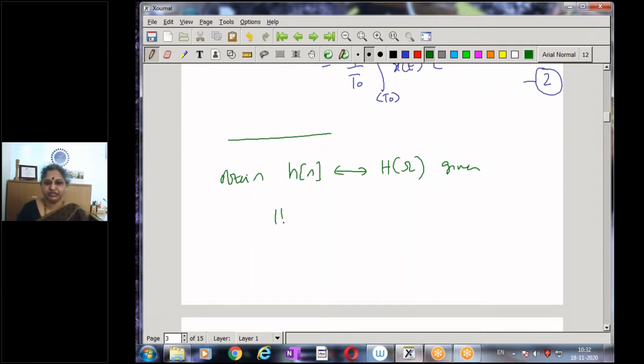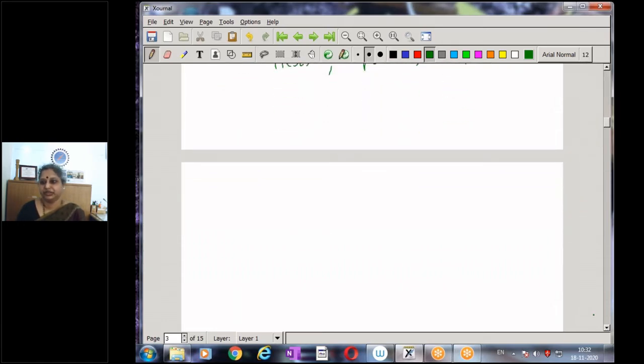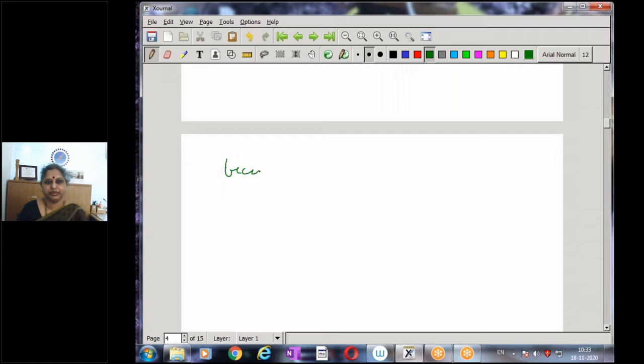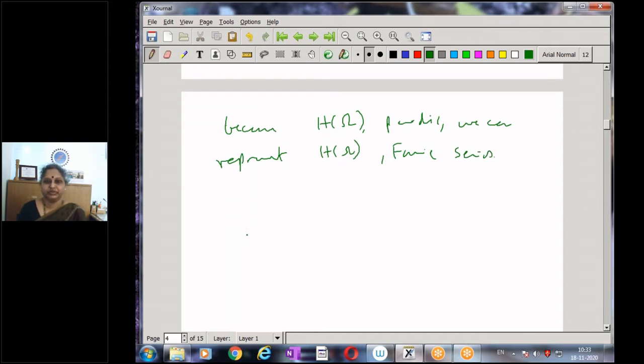And now we are also aware that H of omega is periodic, with period 2 pi. So because H of omega is periodic, I can represent H of omega by a Fourier series. That is what we shall do now. So what we have now is H of omega is periodic.